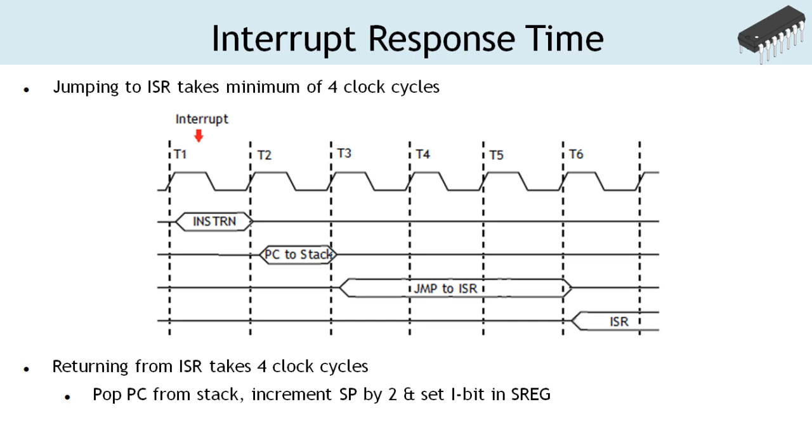If the microcontroller is in sleep mode, the interrupt response time is increased by 4 clock cycles. This is in addition to the startup time from the selected sleep mode. The return from the interrupt service routine also takes 4 clock cycles. In these cycles, the PC is popped back from the stack, the stack pointer is incremented by 2, the global interrupt enable flag is set, and the program execution returns back to the user program.